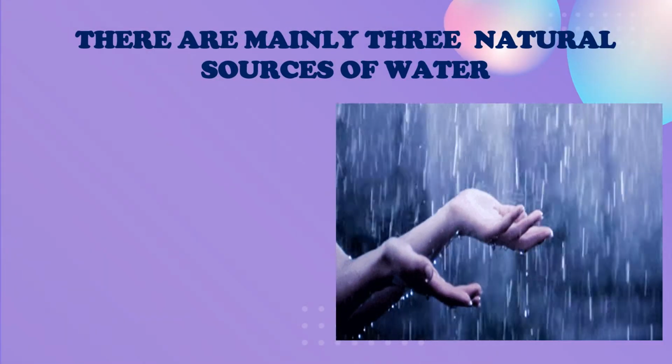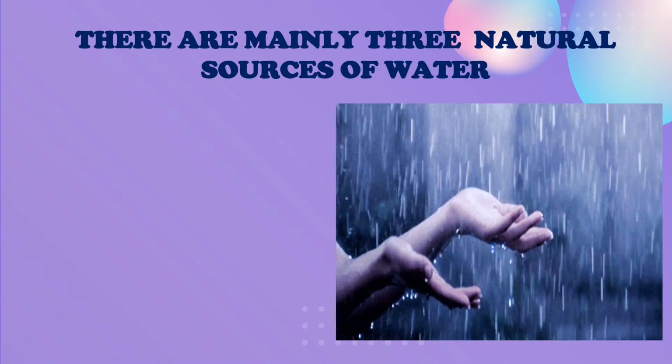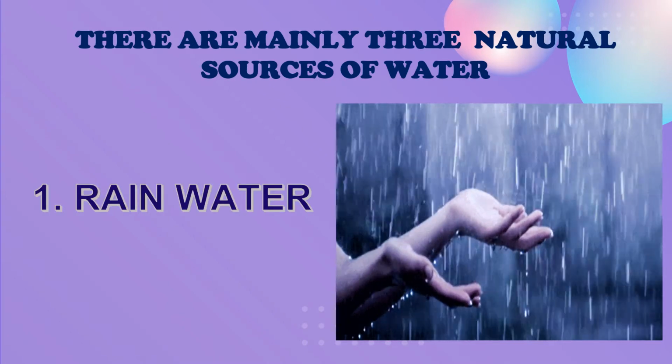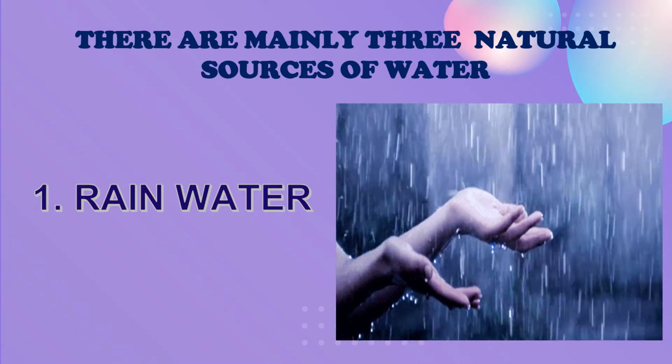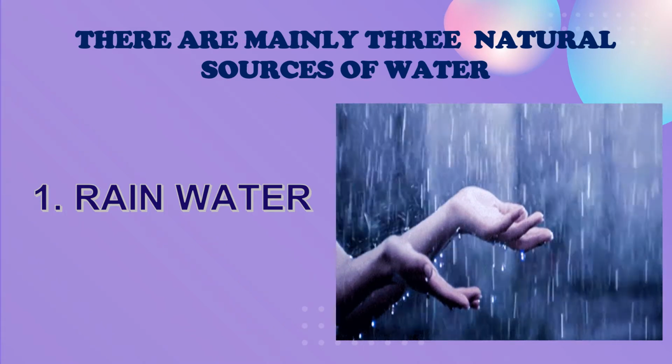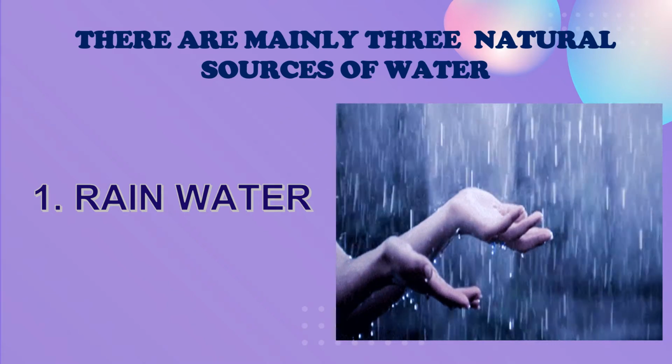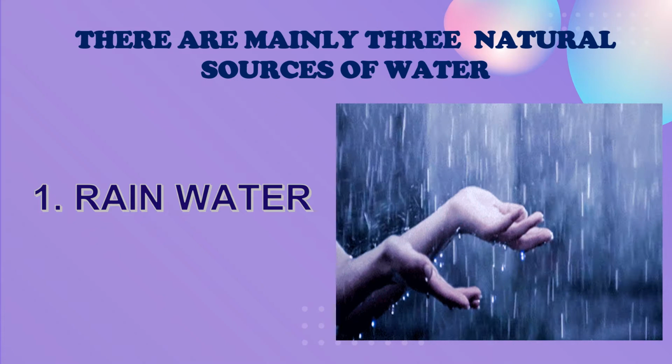There are mainly three natural sources of water. First is the rainwater. Rain is liquid water in the form of droplets that have condensed from atmospheric water vapor and then become heavy enough to fall under gravity.